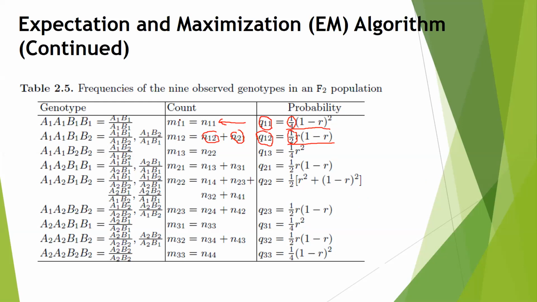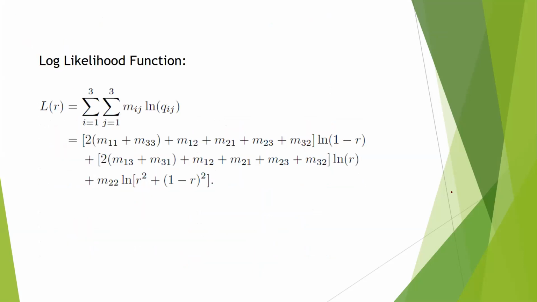Okay, now we have the counts for 9 categories. And we have the expected frequency for each category. Do you agree? And then we can construct a likelihood, log likelihood function. But this one is based on what? This log likelihood function is based on the incomplete data. So we give a name to this function: an incomplete data log likelihood function.